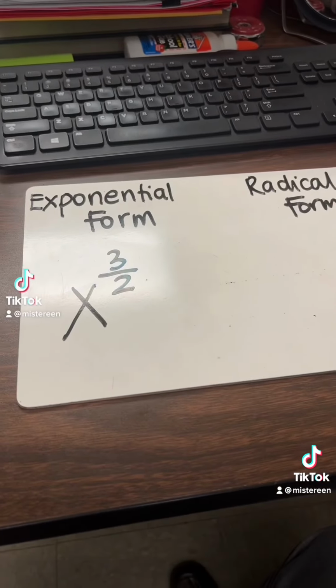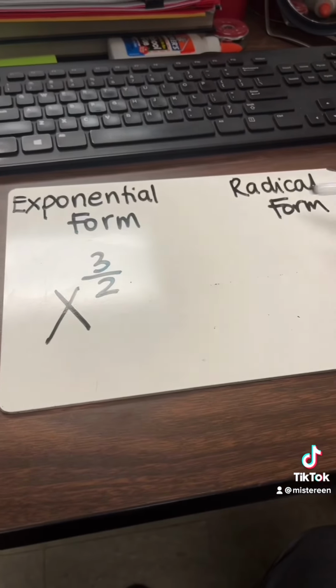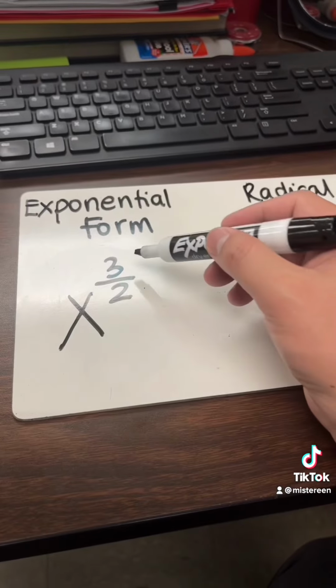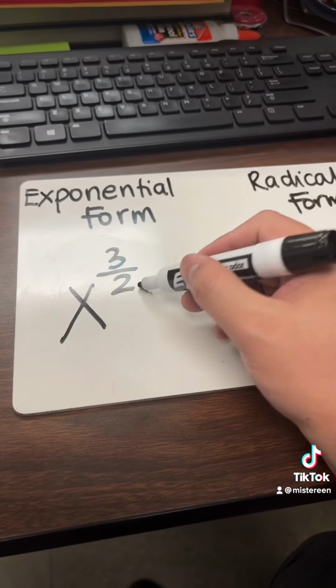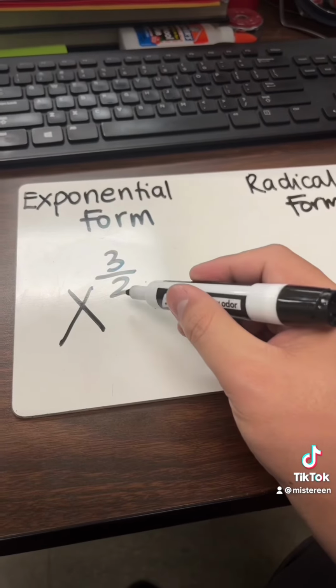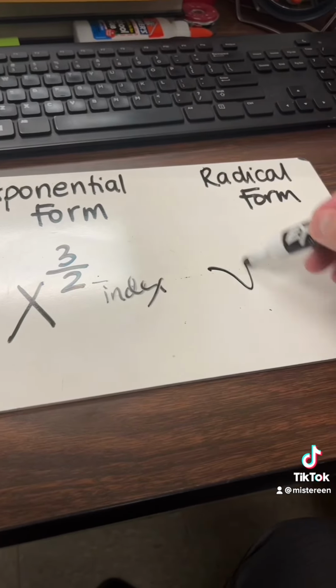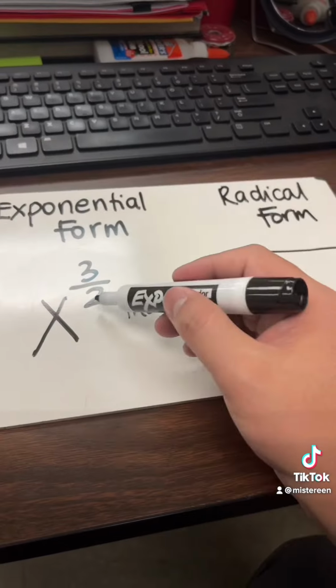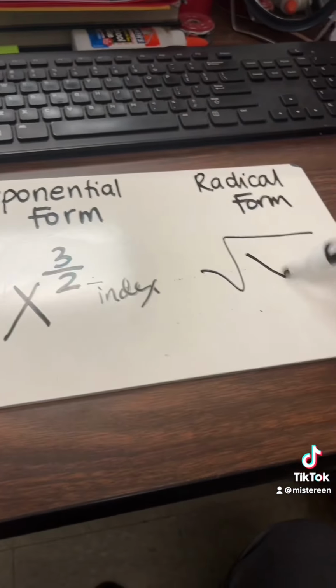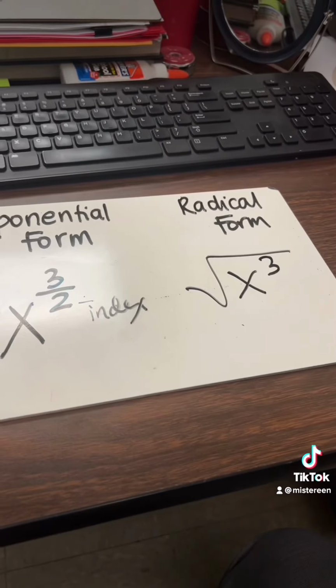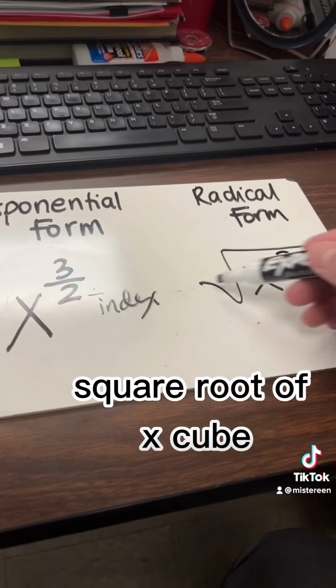Now let's look at an example of converting from exponential form to radical form. We have here x raised to 3/2. First, look at the denominator. Remember, the number at the denominator is your index. If that's a 2, it means you're going to use a square root. Now, what's inside is your variable and the number at the top, so x cubed. Just put it inside the square root. So the radical form is the square root of x cubed.